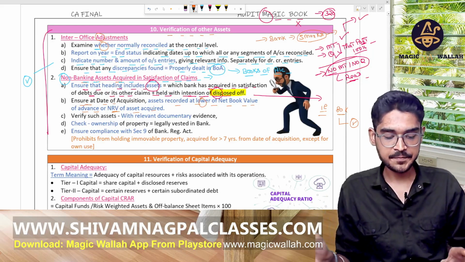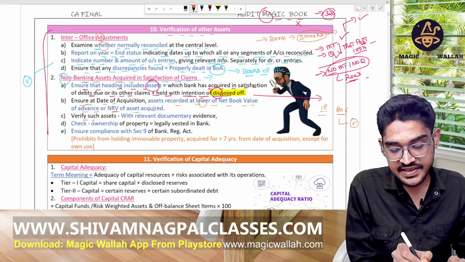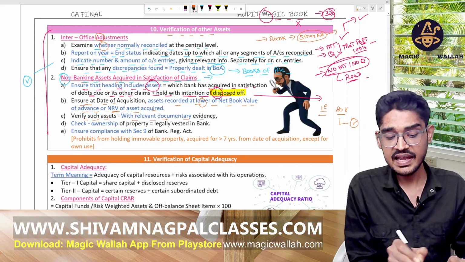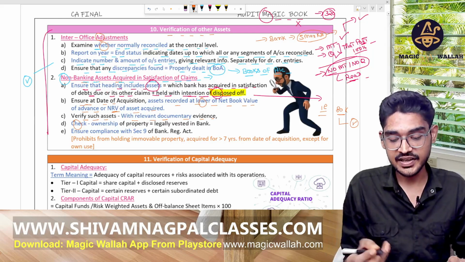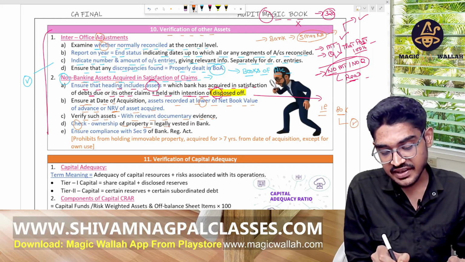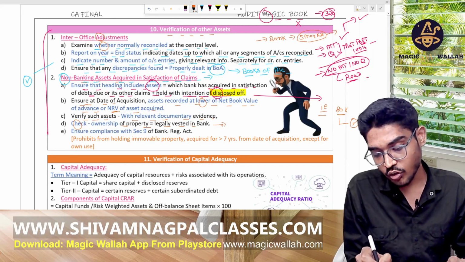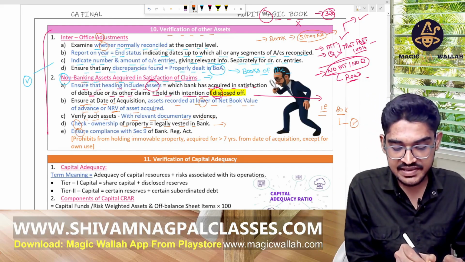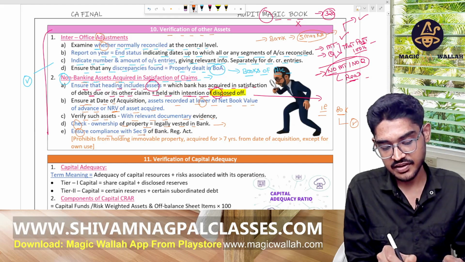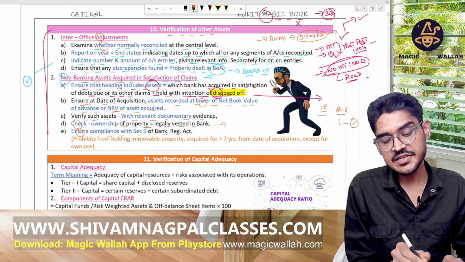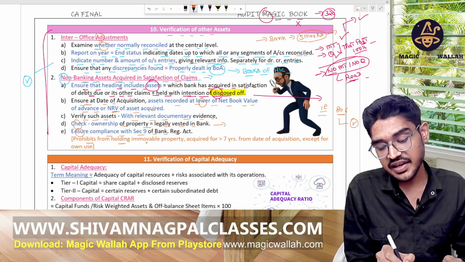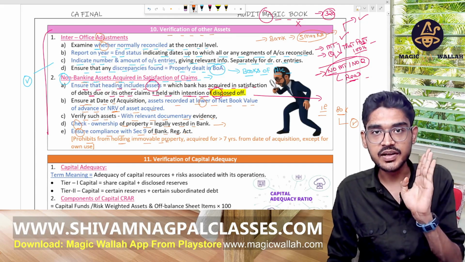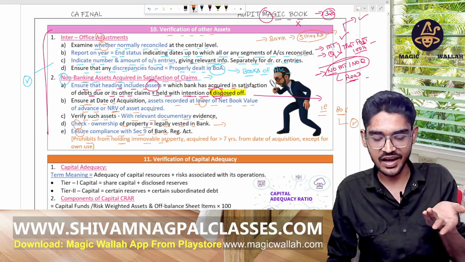Okay, fine. Now, verify such assets with the relevant documentary evidence. Check that the ownership of the property is legally vested in the bank. Now, has the bank become the owner of this or not? We have to check that. Ensure compliance with Section 9 of the Banking Regulation Act, which prohibits holding immovable property. A bank cannot hold immovable property. Their business is doing the banking, right?